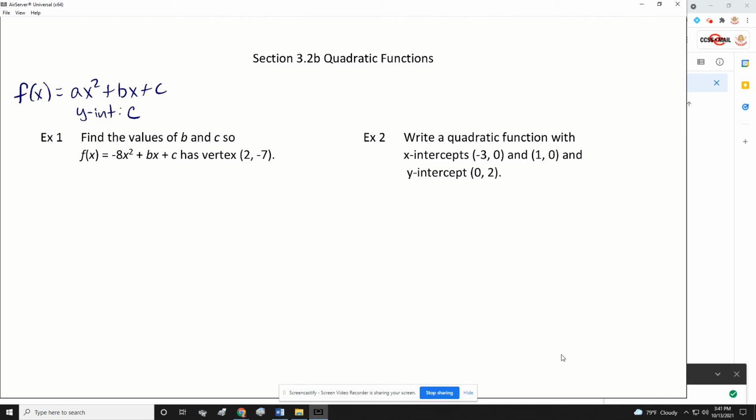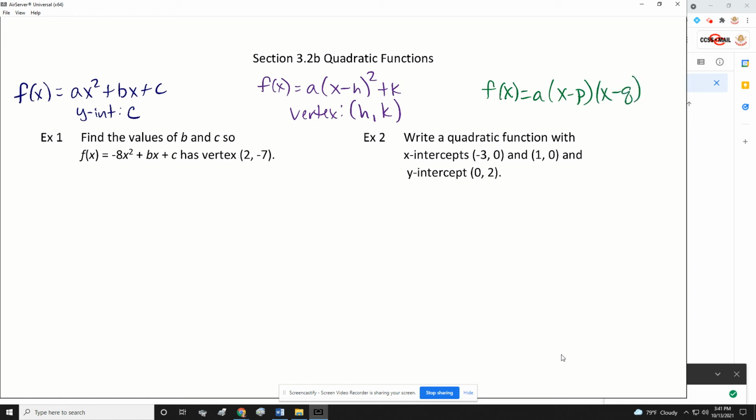All right. We also have vertex form, which is what we spent most of the day on in the previous lesson. Vertex form is f of x equals a, and then in parentheses, x minus h quantity squared plus k. And our vertex here is going to be (h, k). And then finally, we have intercept form or factored form, which is f of x equals a times the quantity x minus p times the quantity x minus q. And this one gives you the x-intercepts, and they're going to be p and q.